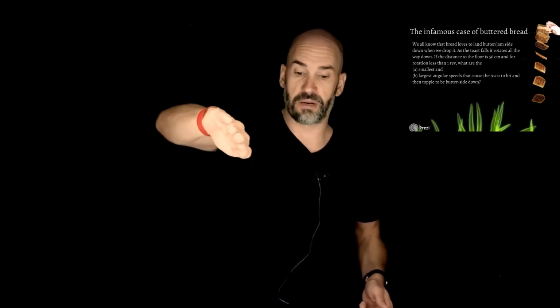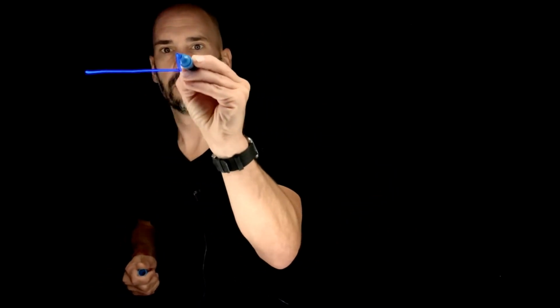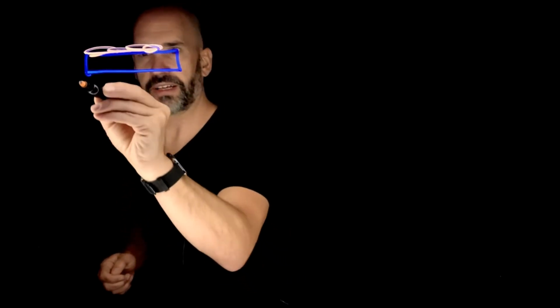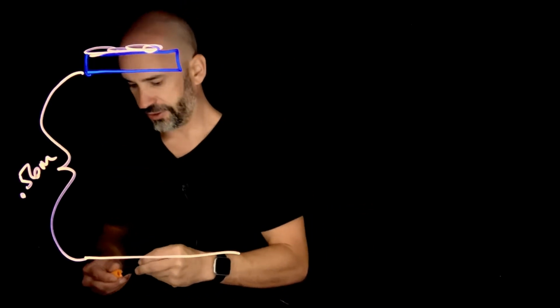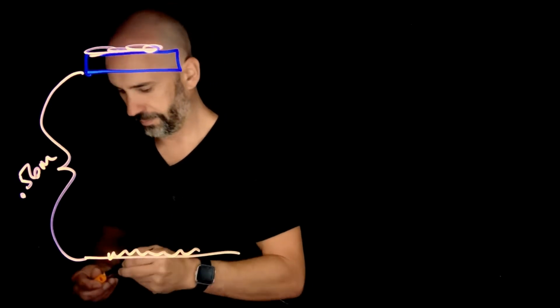So imagine you have the situation where you loaded it with butter and you want to find out what must be the smallest rotational speed and the greatest rotational speed that this bread must fall in order for it to fall butter side down, okay? And to be clear, this will be my bread, this will be the butter, and it is falling a distance of 56 centimeters, so 0.56 meters. Okay? And we want it to fall butter side down.